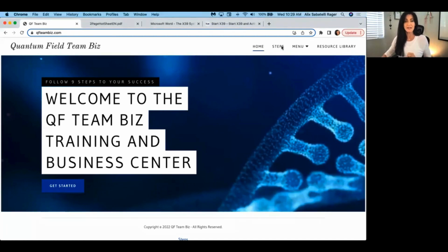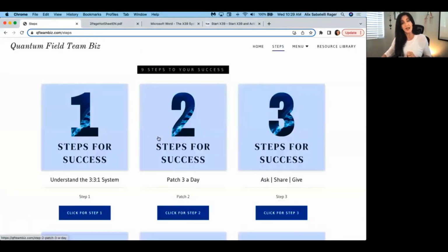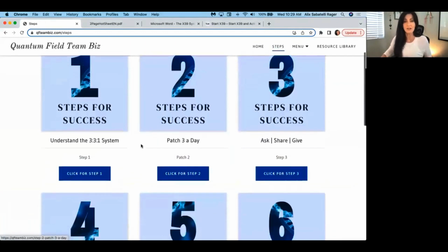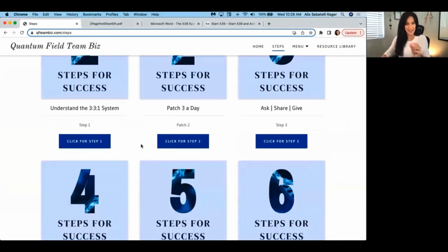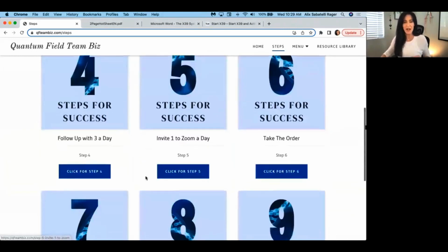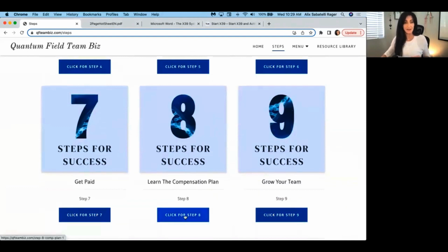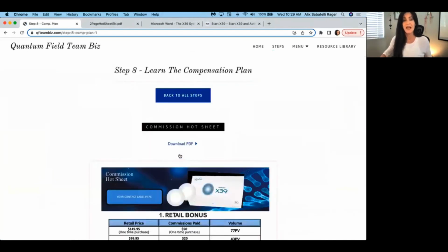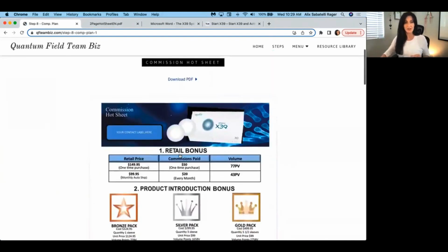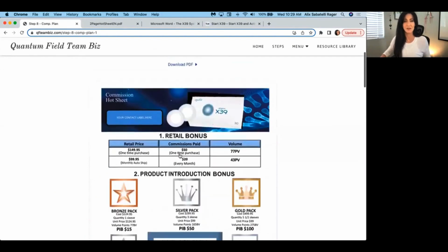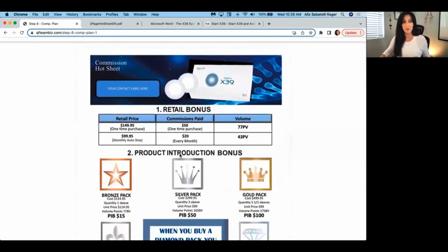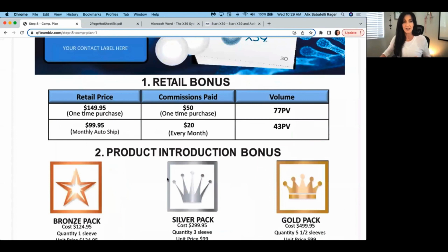I'm going to go right ahead into the next page, which is the steps. And while I will be doing another training on some of the model of how we do what we do and how we get kind of like the daily bread and butter of what we do, I'll be doing that shortly. I'm going to go straight to step 8 right now, which is the compensation plan. And what you'll find here on this page, of course, is the commissions hot sheet. You can download this also in multiple languages right from this site. So let me go ahead and share with you again the model.